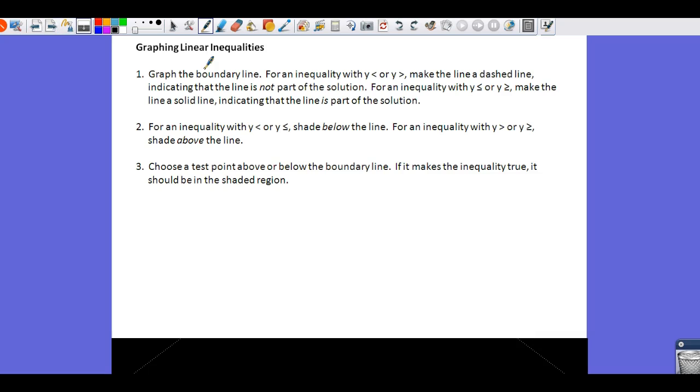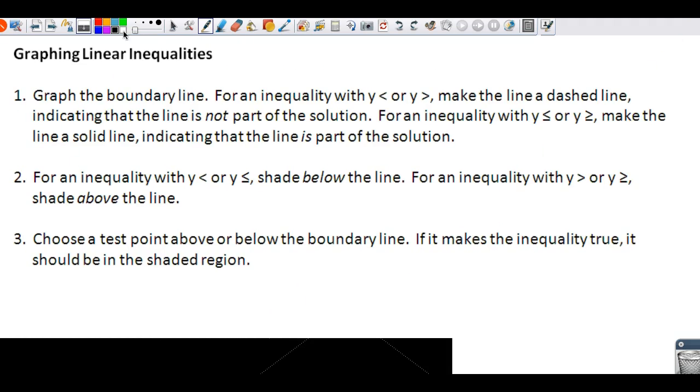Right? So as we stated yesterday, if you're graphing, the boundary line will be dashed if it's greater than or less than. The boundary line will be solid if it is greater than or equal to or less than or equal to. And then if y is less than or equal to, you shade below. If y is greater than or equal to, you shade above. And then you can choose a test point in either side and determine if it is true or false.